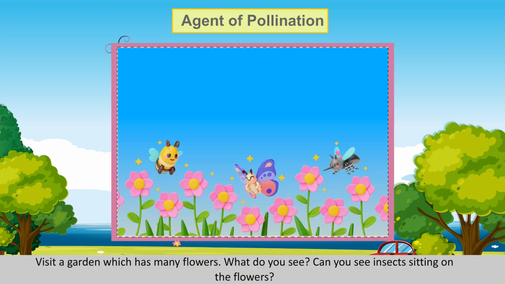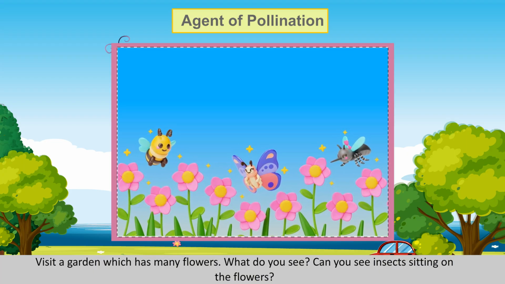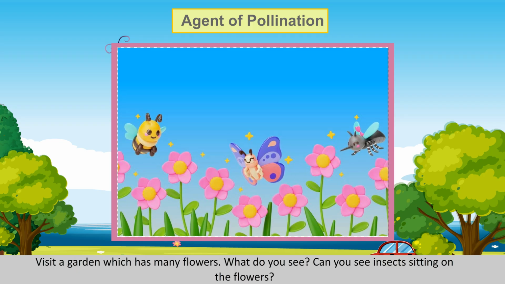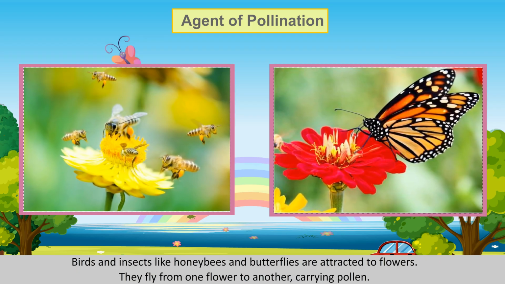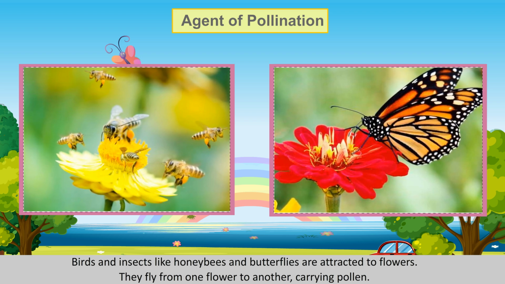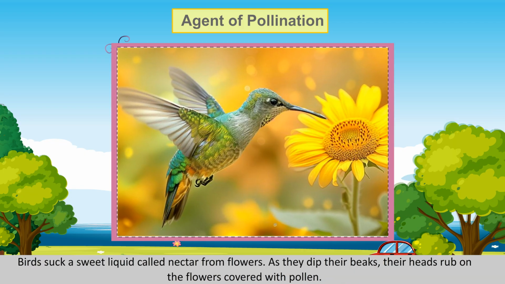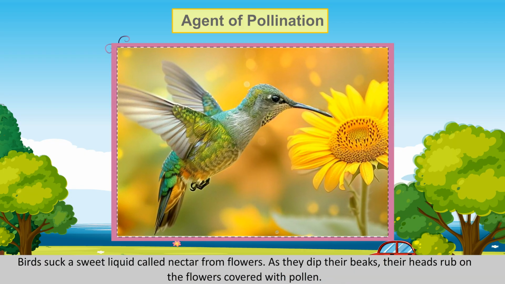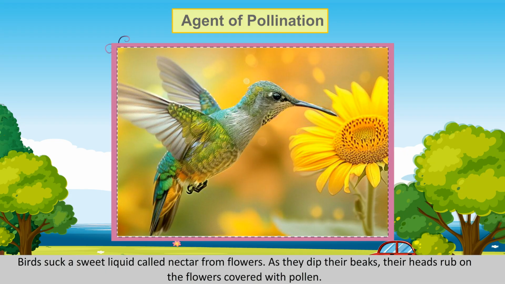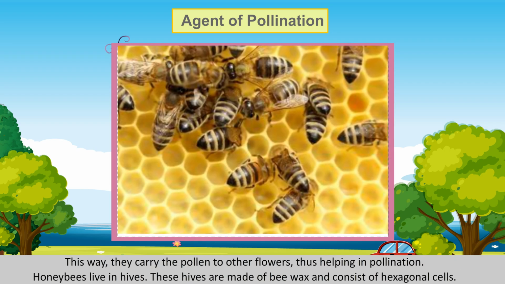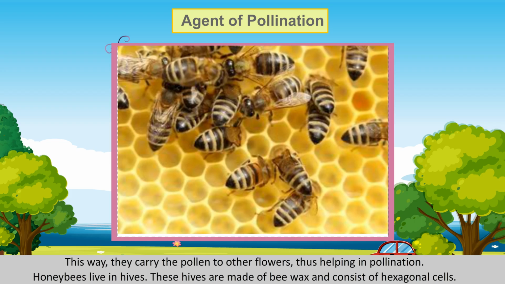Agent of pollination. Visit a garden which has many flowers. What do you see? Can you see insects sitting on the flowers? Birds and insects like honeybees and butterflies are attracted to flowers. They fly from one flower to another, carrying pollen. Birds suck a sweet liquid called nectar from flowers. As they dip their beaks, their heads rub on the flowers covered with pollen. This way, they carry the pollen to other flowers, thus helping in pollination.